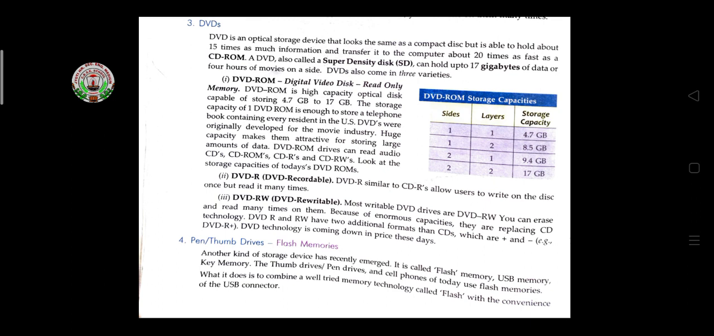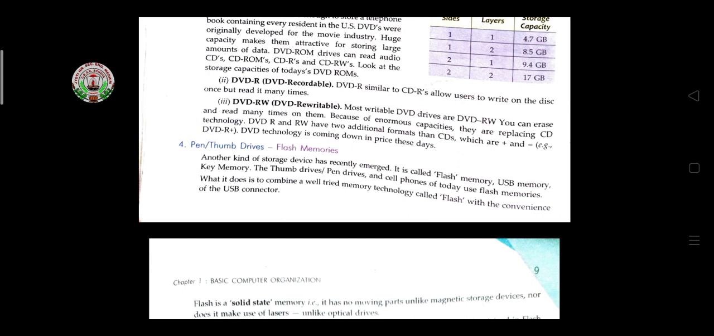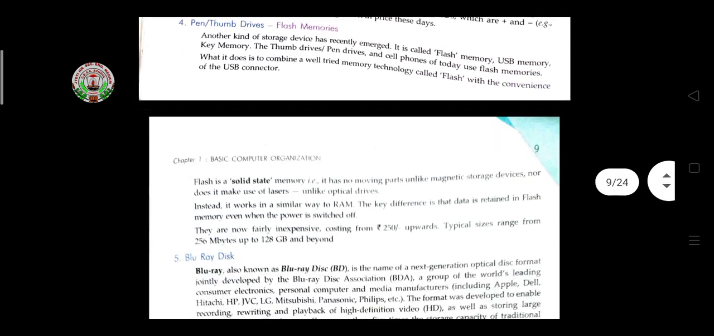Then we come to thumb drives, pen drives. Another kind of storage device has recently emerged. It is called flash memory. USB memory, key memory, thumb drives, pen drives and cell phones of today use flash memory. What it does is combine a well-tried memory technology called flash with the convenience of the USB connector. So this is used to store your data and to share your data.